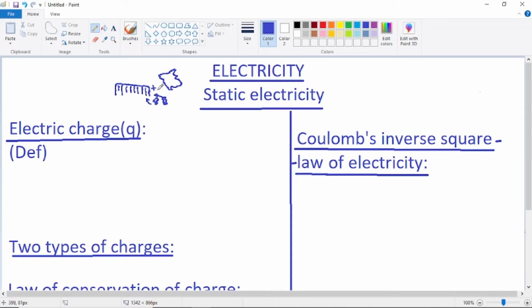Not only attraction, sometimes this comb can even repel other substances in certain situations. Repel means push away. Attraction means the bits of paper are pulled towards the comb, while repelled means they are pushed away from the comb. Once some other substance is brought near it, it just gets pushed away from the comb.